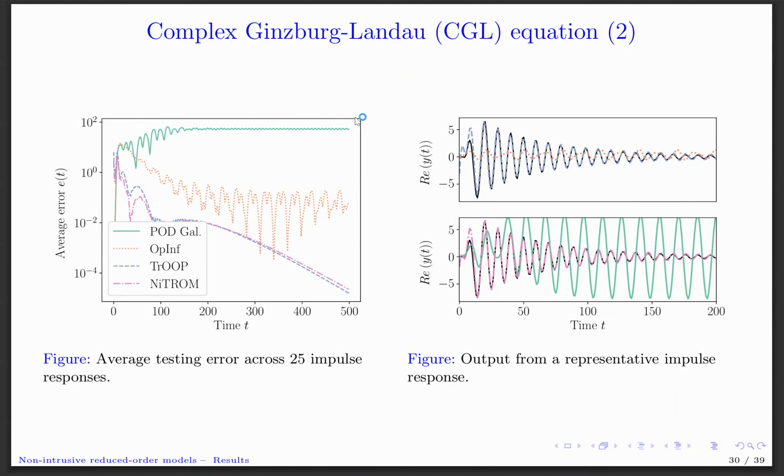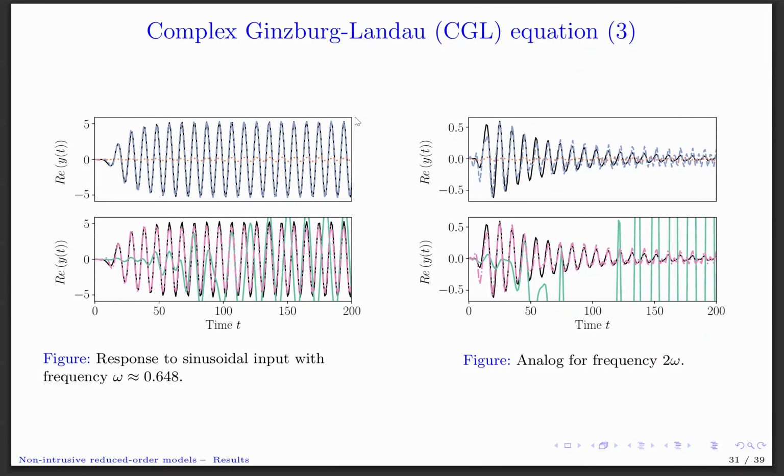Doesn't matter. This is a profile of the output y along one of these trajectories, and you see that both TRUP and NiTROM are doing a pretty good job tracking the time history of the output in response to that impulse. By contrast, Operator Inference and Petrov-Galerkin are not doing so great.